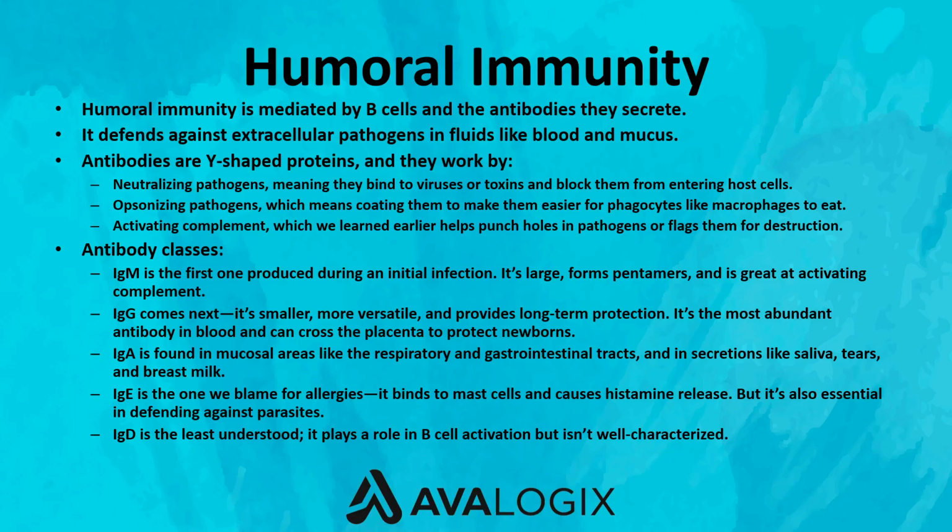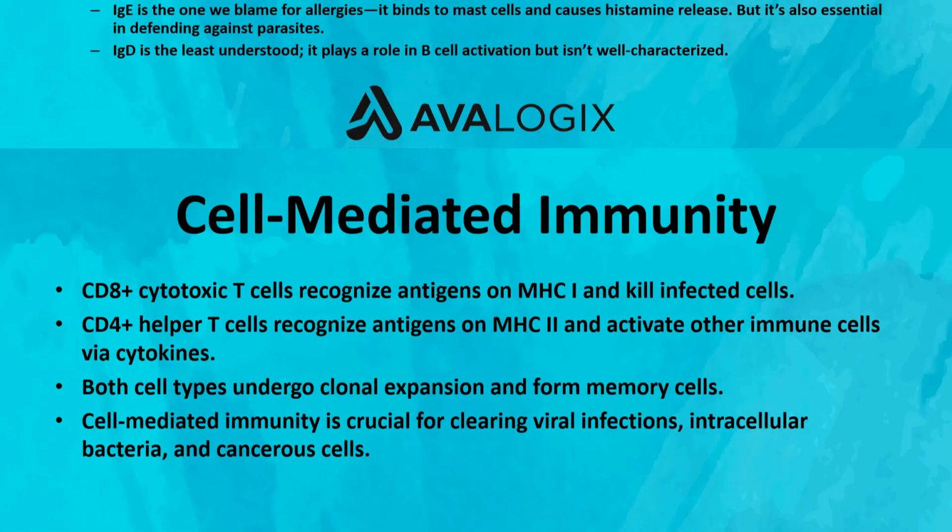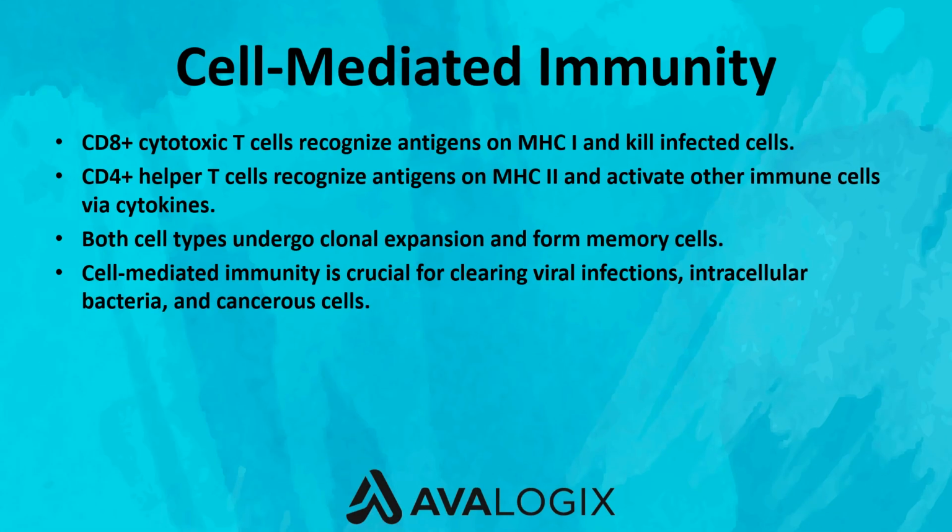By exposing the body to a harmless version of a pathogen, we train B cells to create memory and produce protective antibodies long-term. All right, now that we've talked about how B cells and antibodies handle threats outside our cells, it's time to switch gears and talk about the part of the adaptive immune system that handles the threats inside our cells. This is cell-mediated immunity, and it's the domain of the T cells. So, why do we even need this system?